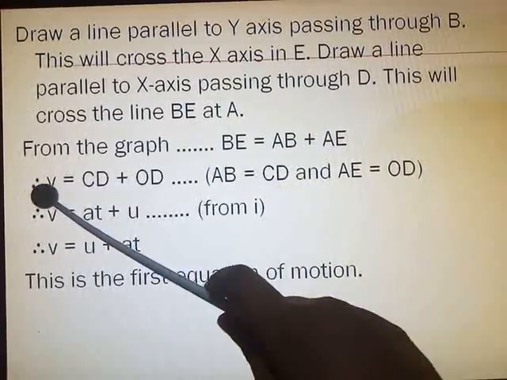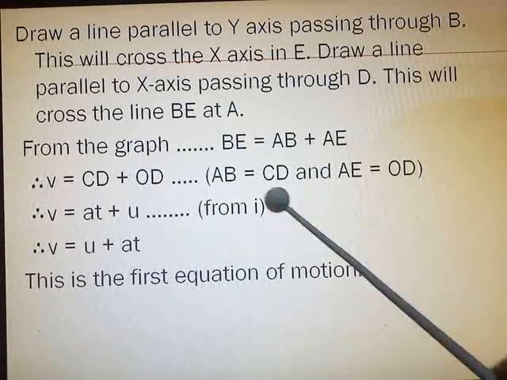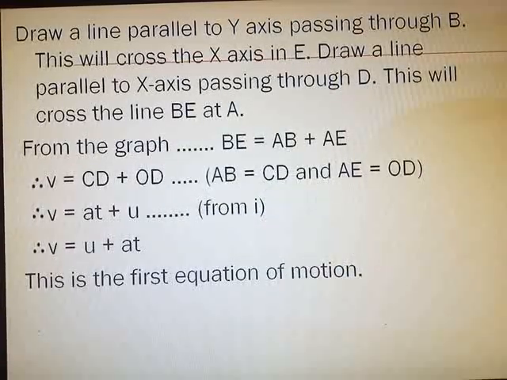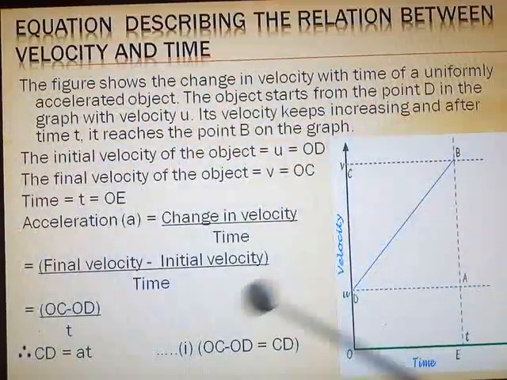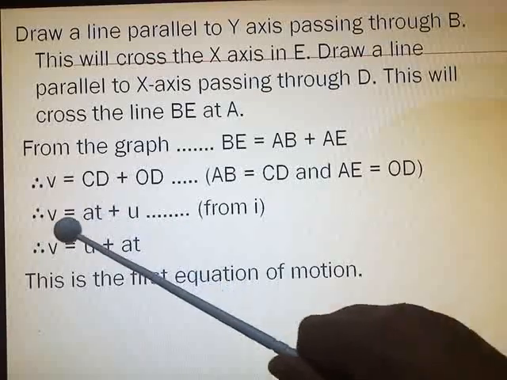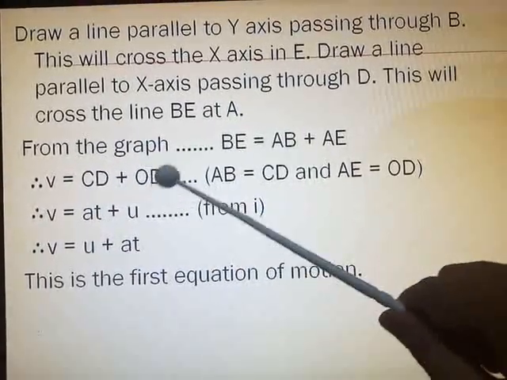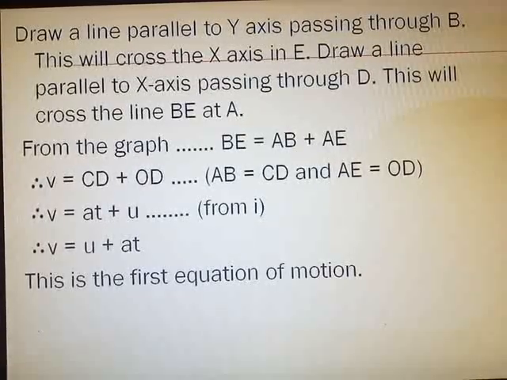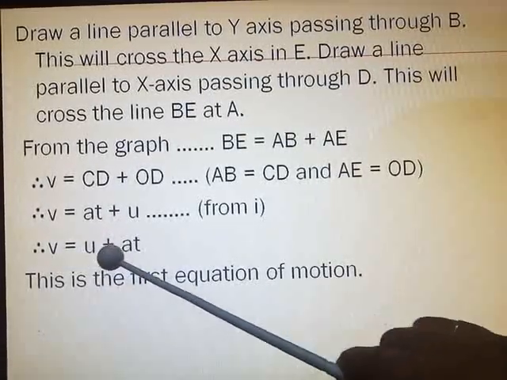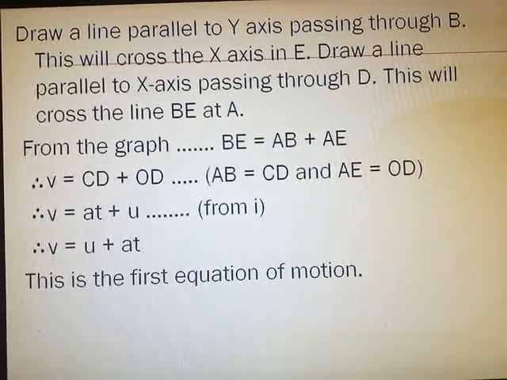So final velocity v is equal to CD plus OD. Why? Because AB is equal to CD and AE is equal to OD. You can see over here that we have just applied that. So v is equal to at, since CD was equal to at, and what is OD? OD is equal to initial velocity, that is u. So v is equal to u plus at. This is the first equation of motion which is derived graphically.